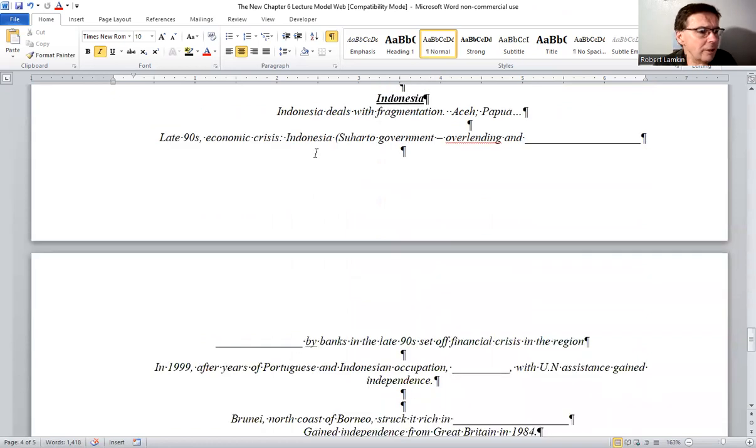Indonesia, what's going on there? Indonesia deals with fragmentation, due to some things I talked about earlier with Aceh and, over to the east of them, Papua New Guinea.